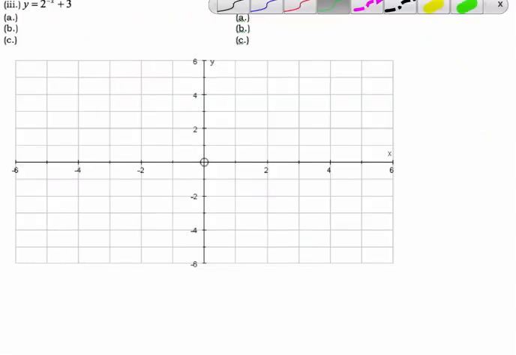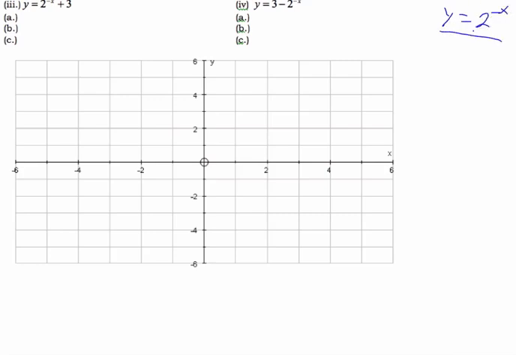Okay, let's take a look at another example. Here we have 2 to the power of negative x plus 3. So I'm going to graph actually y equals 2 to the power of negative x first, and then we'll add the 3. Alright, so if y equals 2 to the power of negative x, if you have a negative x, that basically means you have a reflection in the y-axis.